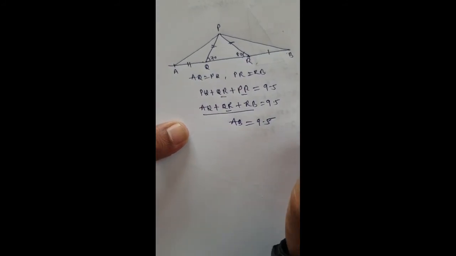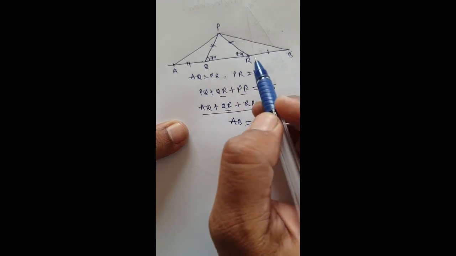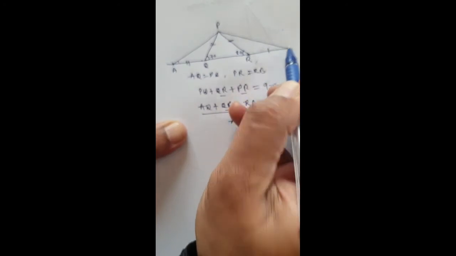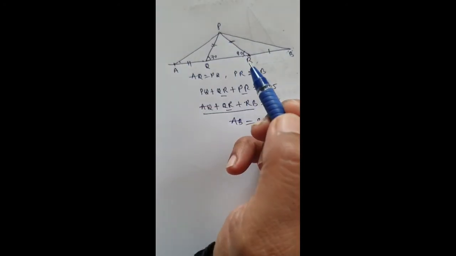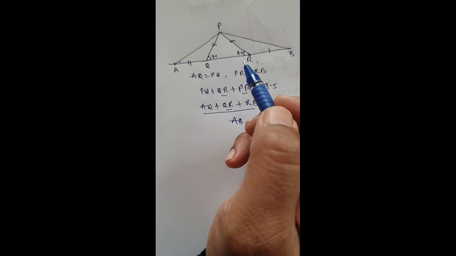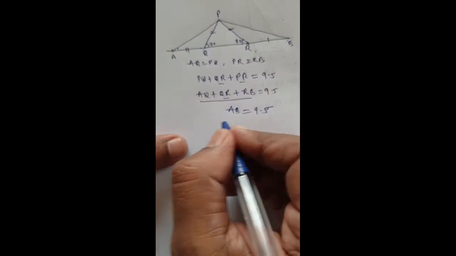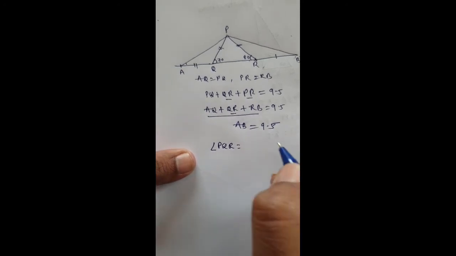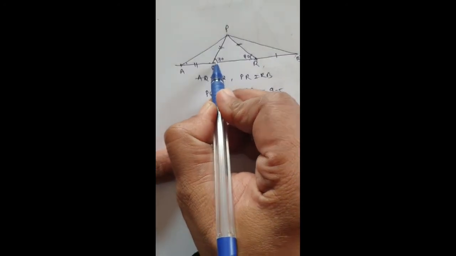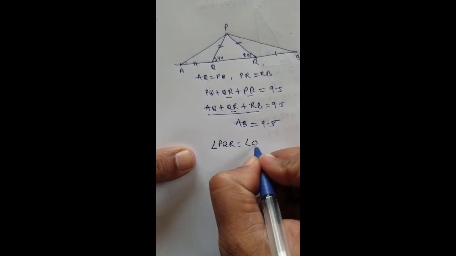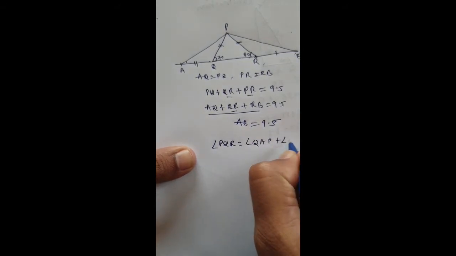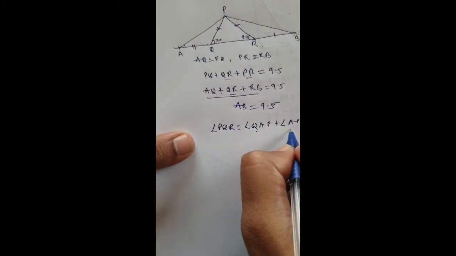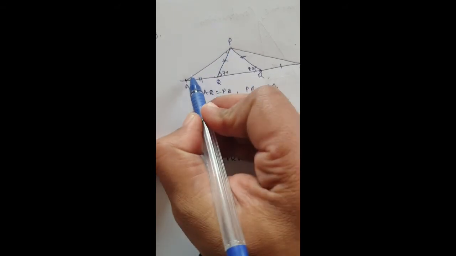So you'll get a triangle whose base is AB. Now we need to find these base angles, that is PAB as well as PBA. For this we will use the exterior angle of a triangle. So angle PQR is an exterior angle. So this one is equal to QAP plus APQ. Both these angles are equal by the isosceles triangle property. These two angles are equal.